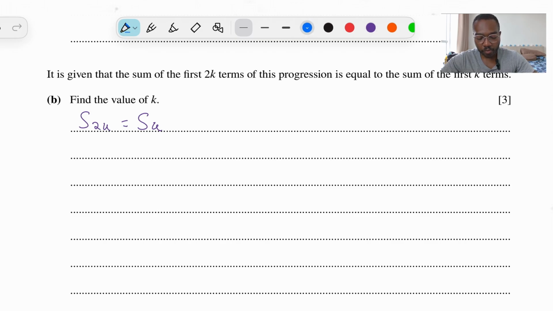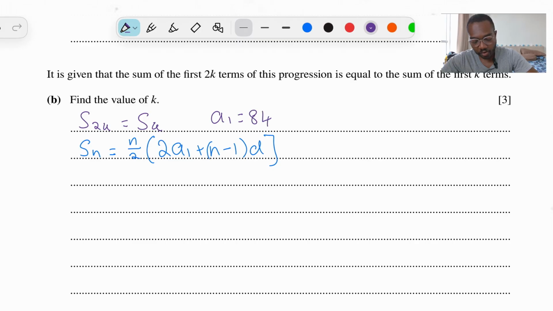So the general form for the sum of an arithmetic sequence is Sn is equal to n over 2 times (2a1 plus (n minus 1) times d), okay? That is the general form. And in this case, we still have that a1 is equal to 84, and d is still equal to minus 3. So the first thing I would do is formulate an equation in terms of 2k and then formulate another equation in terms of k and equate them together. So let's start off with 2k, okay?